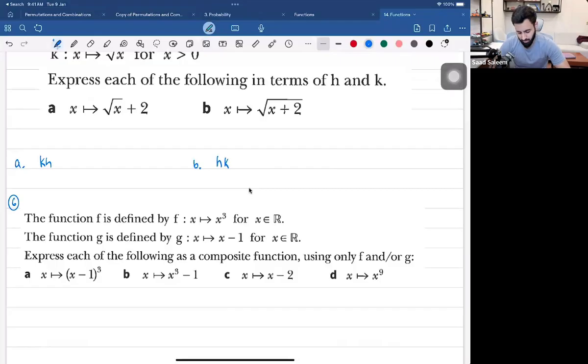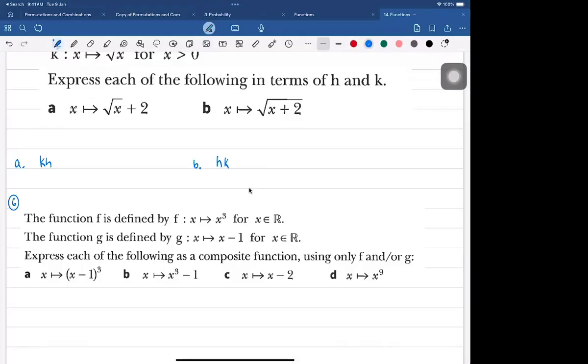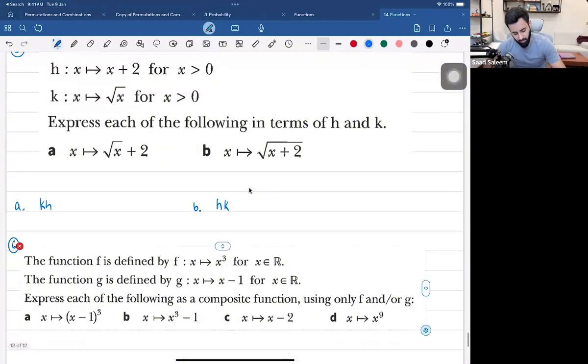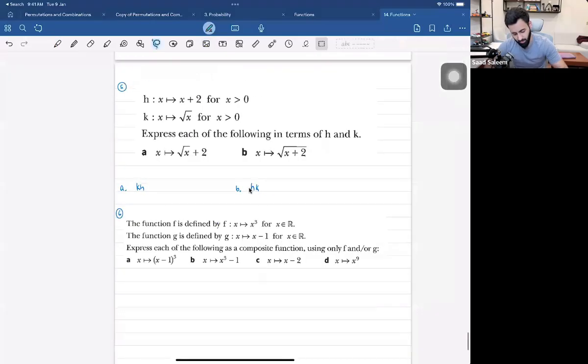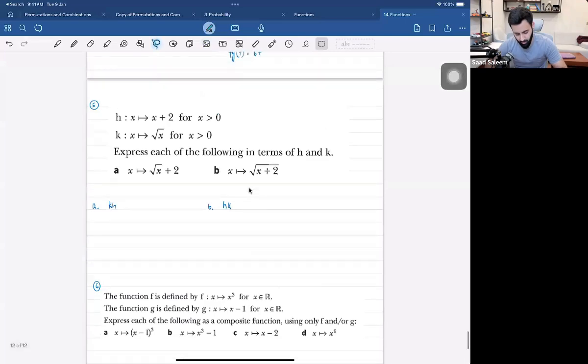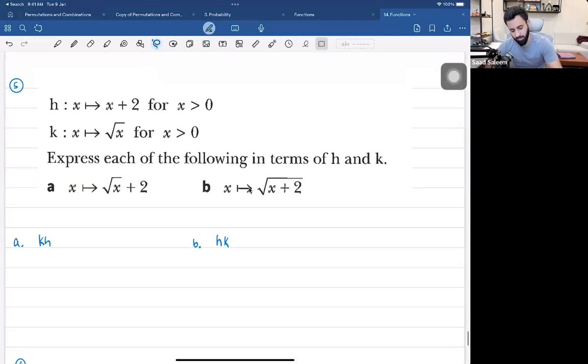Yes, Varad, I can see you've raised your hand. Sir, can you please explain the example on top again? Yeah, sure. So basically, we're given two functions, and we have to decide which composite function will give us, for example in the first part, root x plus 2. Because how many options do we have?